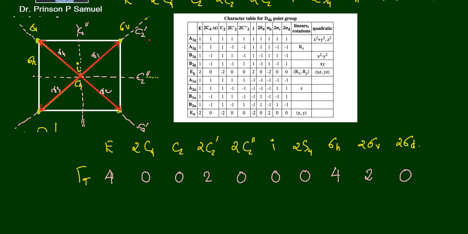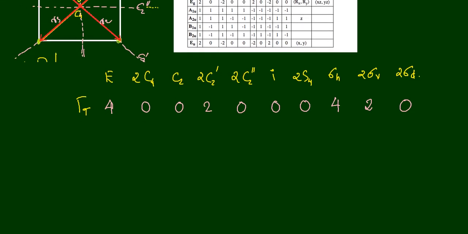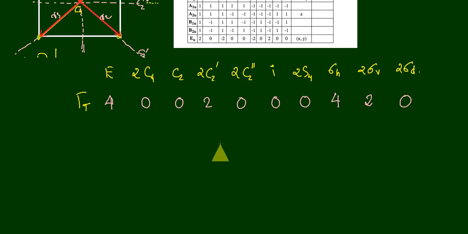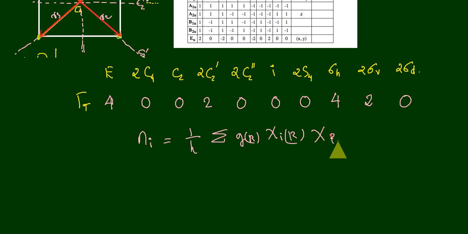So I am going to write the reduction formula here. I have given a detailed lecture on the reduction formula. If you are new to this, I recommend you go back to that lecture on the reduction formula, get an understanding of it, and come back and watch this one. The reduction formula says that Ni, the number of times the ith irreducible representation will appear, is equal to 1 divided by h into sigma g, r, chi i r, chi r, where h is the order of the group.